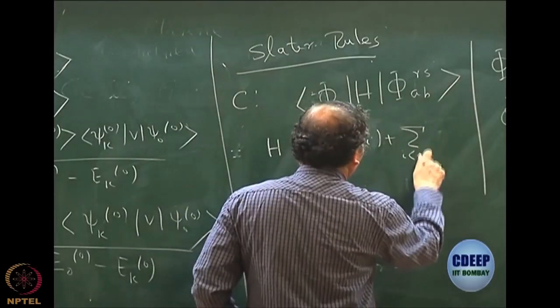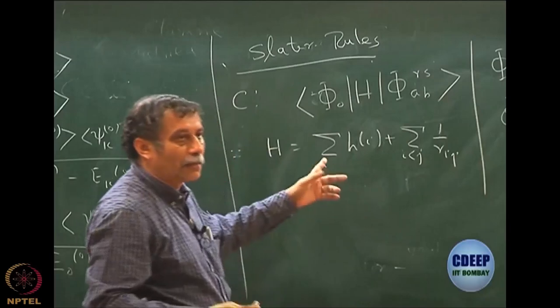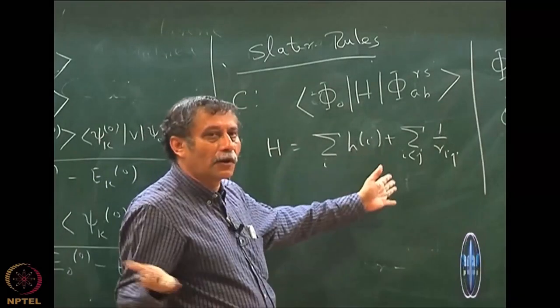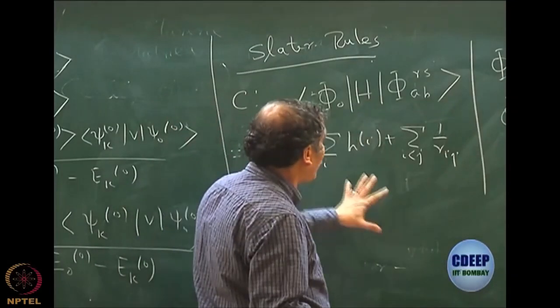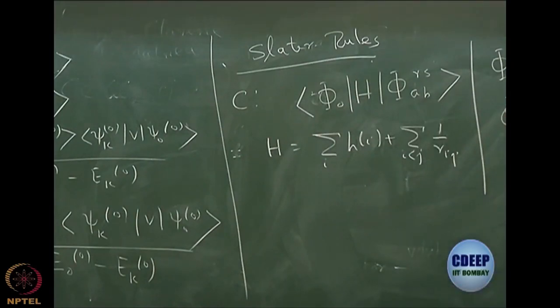We are not talking of H0 plus V. So, this is not the Fock operator. This is a normal H of I, as we write. This, of course, you can write in terms of the Fock operator as well. But as long as you understand how to handle the sum of one particle operators and the sum of two particle operators, it's done.